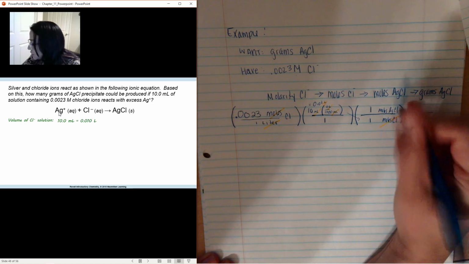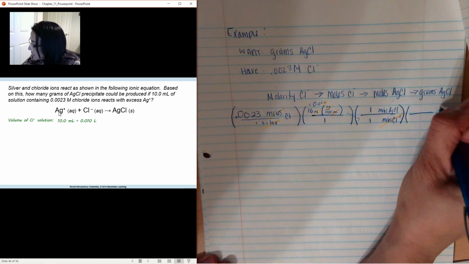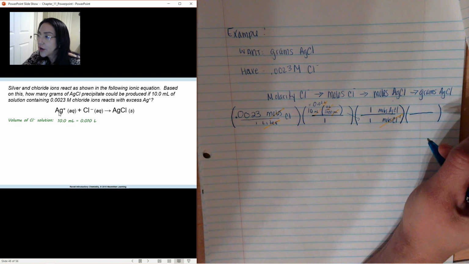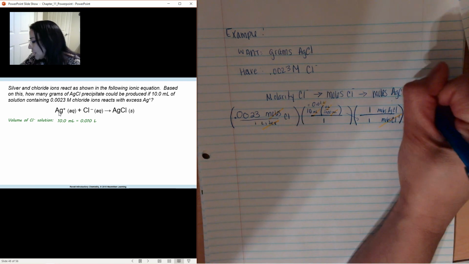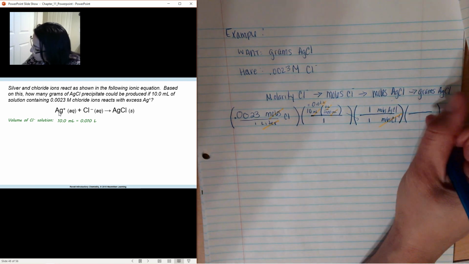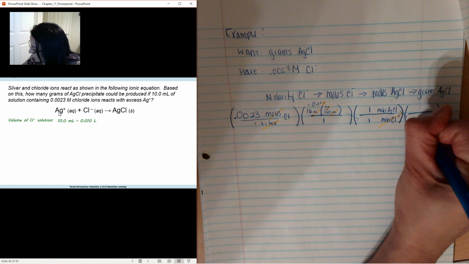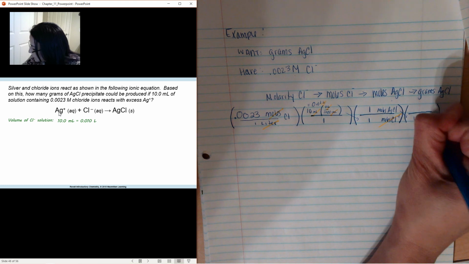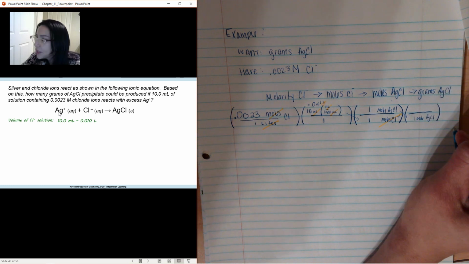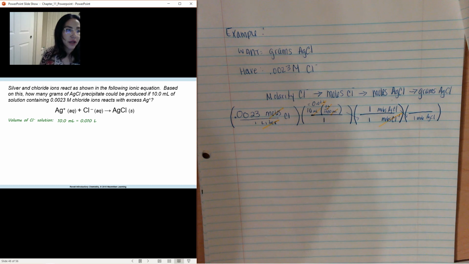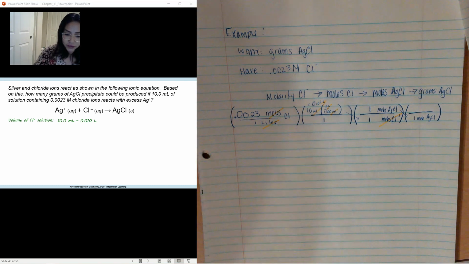I got one more step, and I'm going to go from moles to grams. The only way to go from moles to grams is by using the molar mass. So I'm going to get rid of this mole and bring it down: 1 mole of silver chloride. And then I'm going to need the molar mass of silver chloride. I don't have a periodic table with me, so I'm going to Google p-table and figure it out.